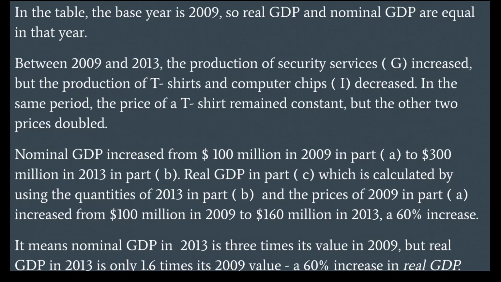Between 2009 and 2013, the production of security services, that is G, increased, but the production of t-shirts and computer chips decreased. In the same period, the price of t-shirts remained constant, but the other two prices doubled. Nominal GDP increased from $100 million in 2009 in Part A to $300 million in 2013 in Part B. Real GDP in Part C, which is calculated by using the quantities of 2013 in Part B and the prices of 2009 in Part A, increased from $100 million in 2009 to $160 million in 2013, a 60% increase. It means nominal GDP in 2013 is 3 times its value in 2009, but real GDP in 2013 is only 1.6 times its 2009 value, a 60% increase in real GDP.